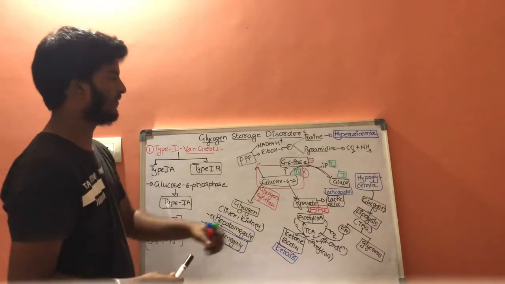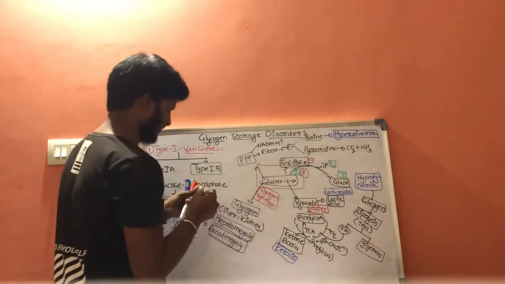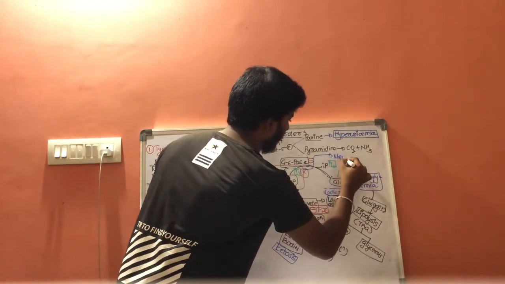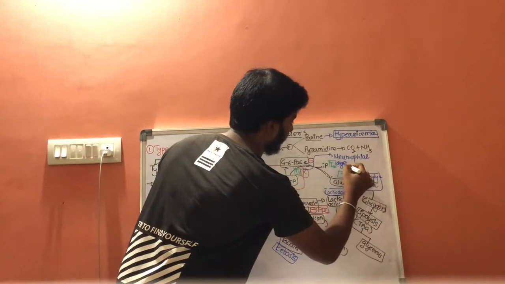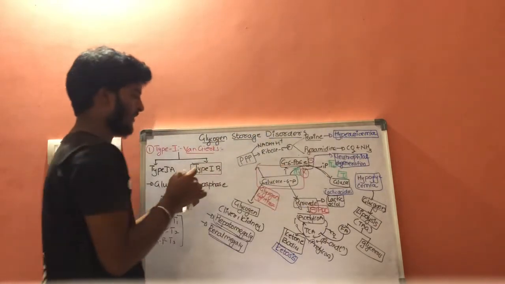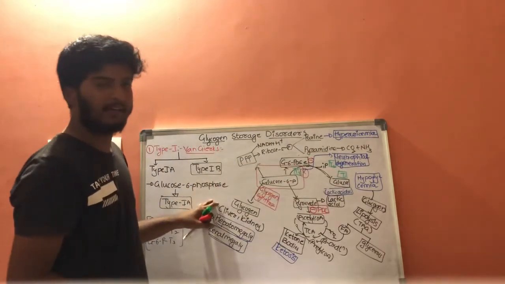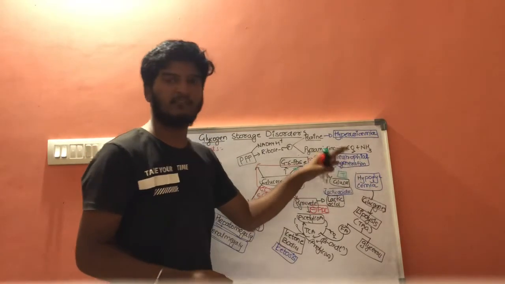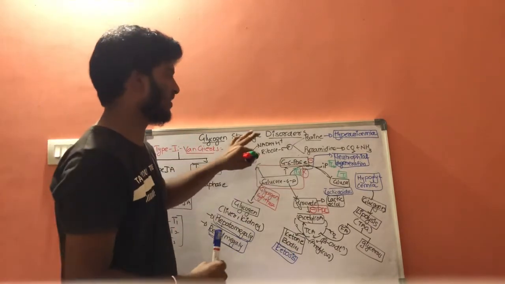It results in neutrophil degeneration. Along with these symptoms, one of the most important additional symptoms of type 1b Von Gierke disease is neutrophil degeneration, and this is the first type of glycogen storage disorders.